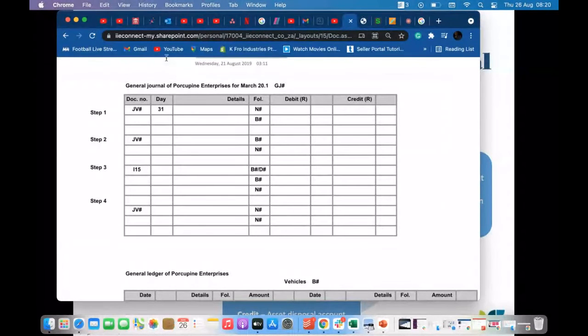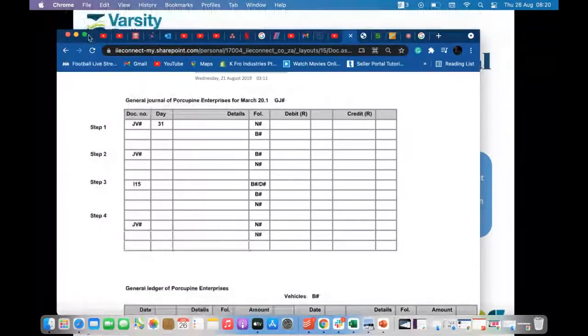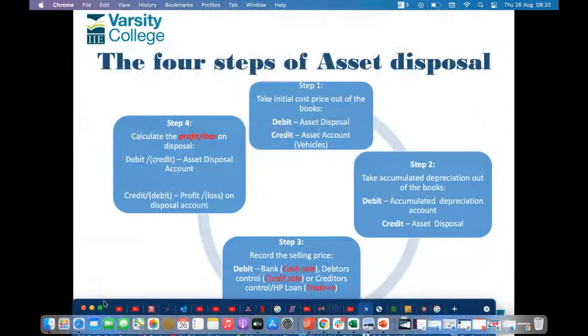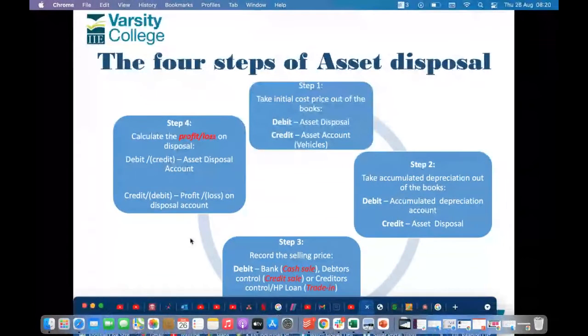So right, we have the steps in front of us. If we look at our asset disposal, the first step there is to take the initial cost price of the asset out of the books. So we're going to credit the asset account to remove that, and then we're going to debit asset disposal.